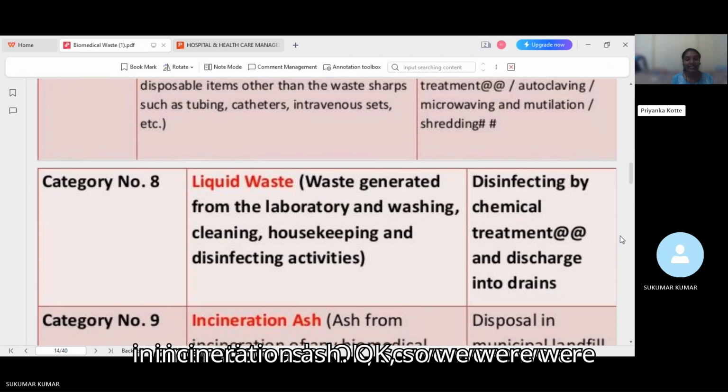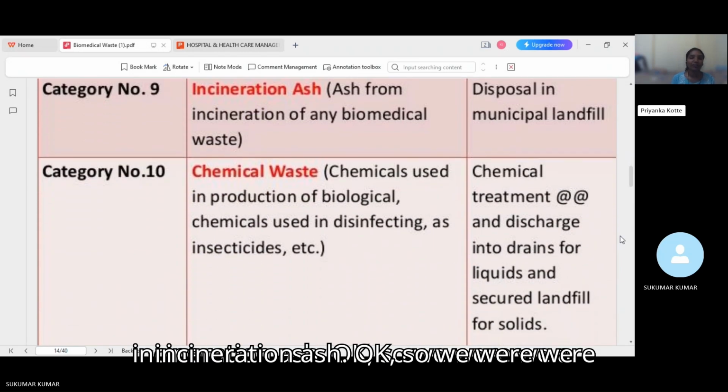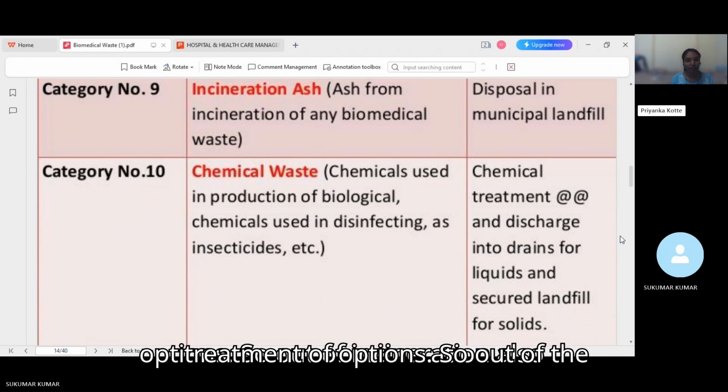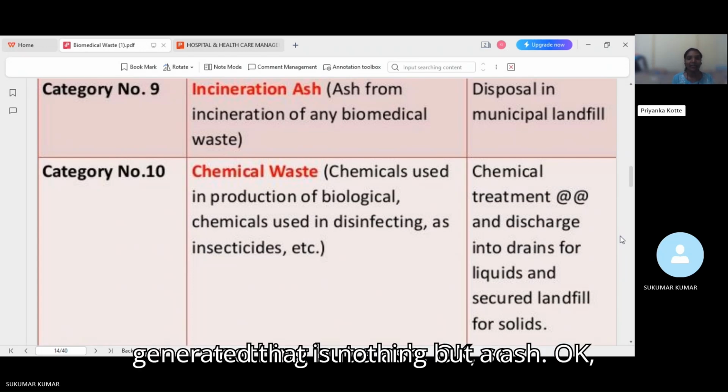Next, 9, incineration ash. We are talking about incineration from all the kinds of treatment options. So out of incineration also, waste is getting generated. That is nothing but ash.